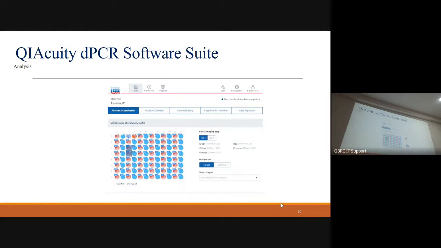Whenever you get the result after completion of the PCR cycle, you will have these windows: absolute quantification, mutation detection, genome editing. They have given everything inside the software. Suppose I am doing mutation detection, then I will choose it here and it will automatically calculate. They have mentioned the formulas in the manuals. But if you are using gene expression, they have given options for your reference or housekeeping gene, your target gene, and which sample you want to compare the other samples to, and they will give you the fold changes in gene expression also.